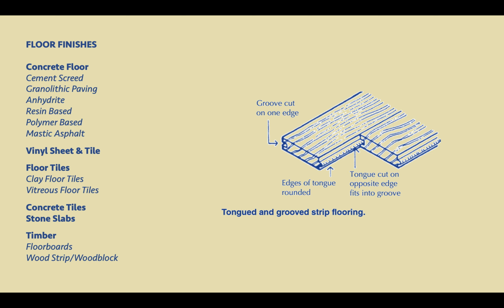The reading ends with a discussion of timber finishes, including floorboards and wood strip and foot block that are found in a lot of houses. The one thing to focus here would be the tongue and groove joint used in step flooring for timber.